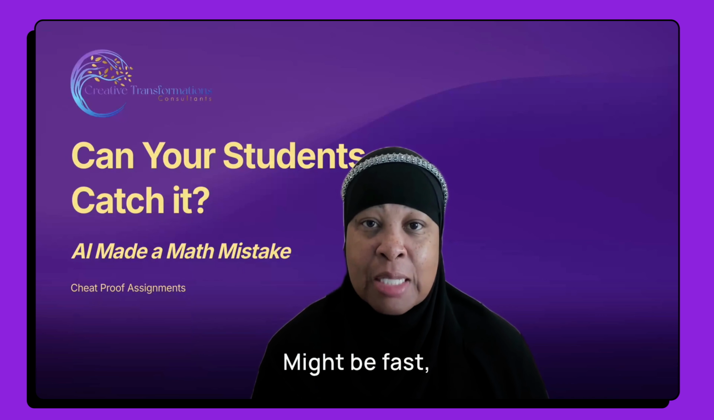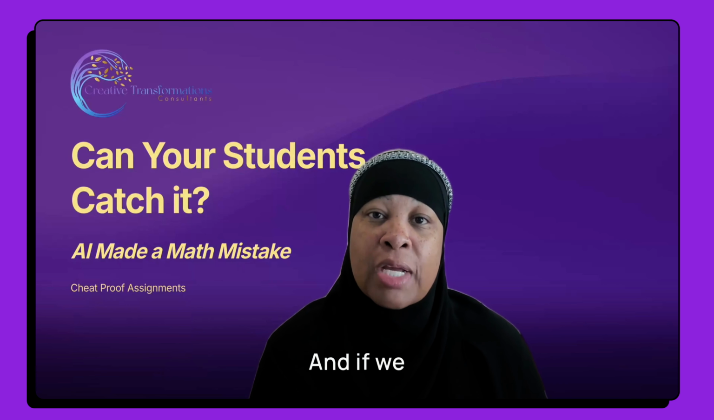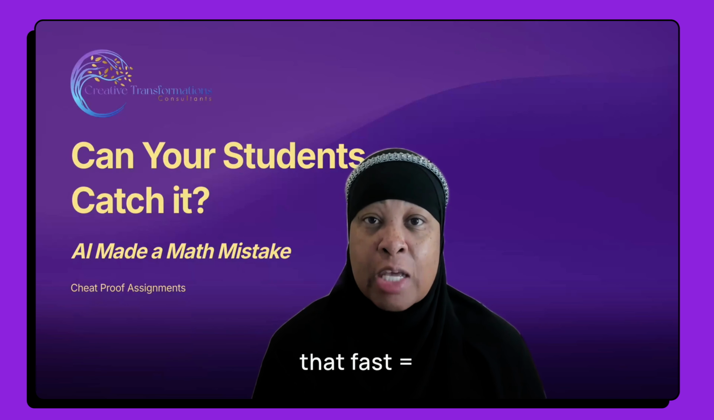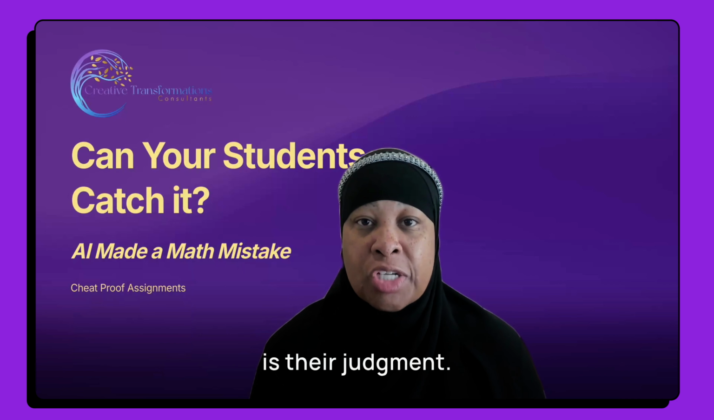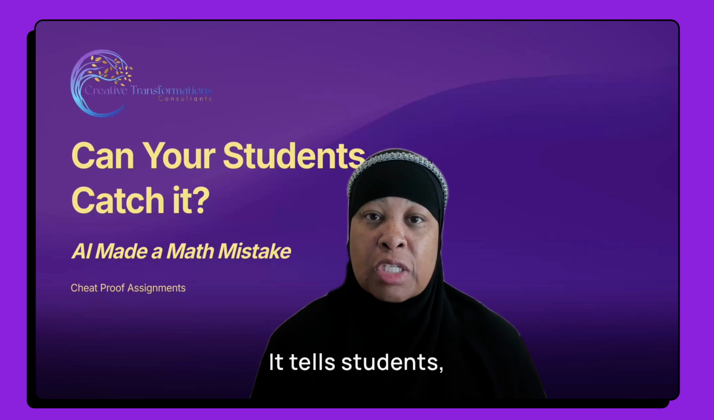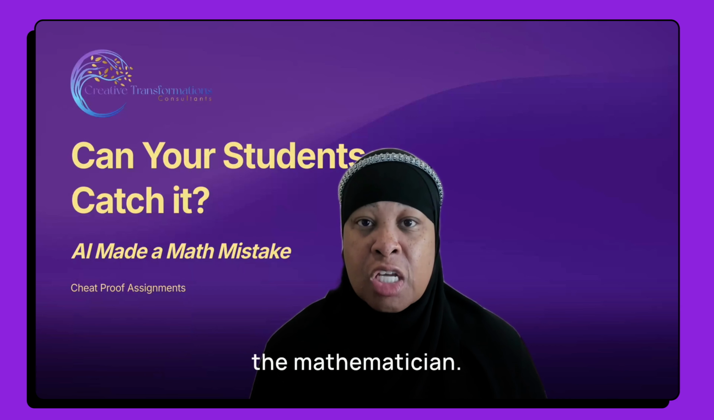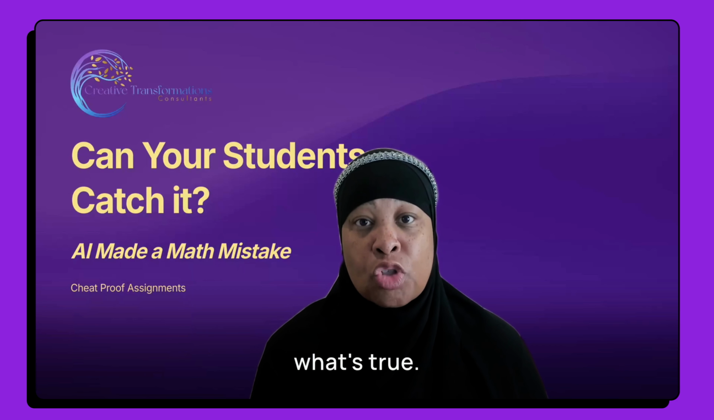AI might be fast, but it's not always accurate and not always deep. And if we let students believe that fast equals correct, we are giving away their greatest asset, which is their judgment. Error analysis flips the script. It tells students, you are the mathematician, you are the validator. You are the one who must decide what's true.